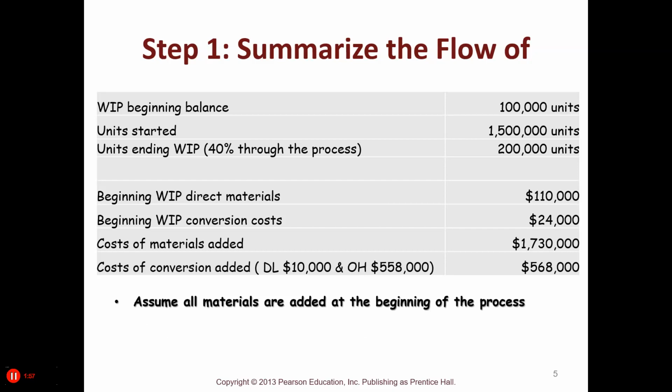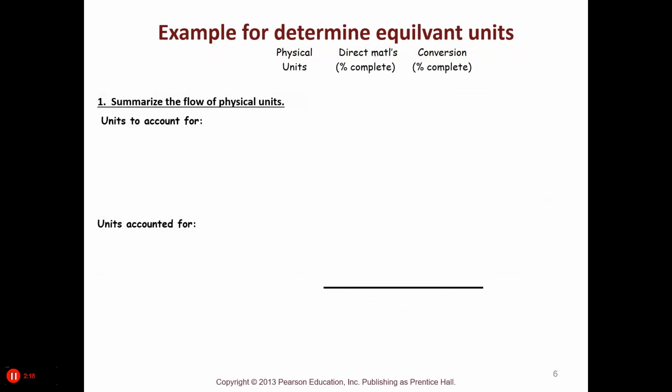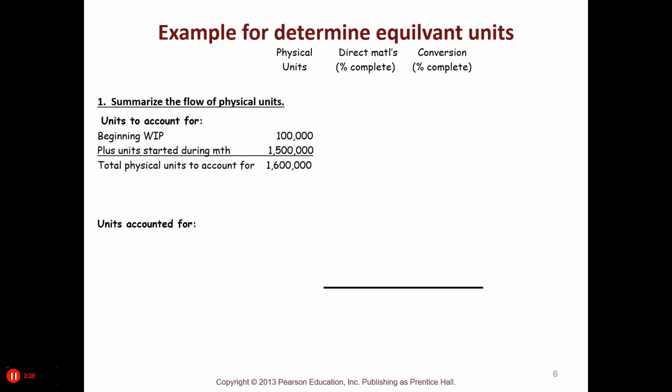Now, in this example, we're assuming all materials are added at the beginning of the process. Remember, always check for that, because what that means is that materials are going to be 100% not only for the units that are transferred out, but also for the ones in ending inventory. So now we're going to do our step 1, and we're going to first summarize the flow of the physical units. We began with 100. We added 1,000,005, so we have to account for 1,000,006.